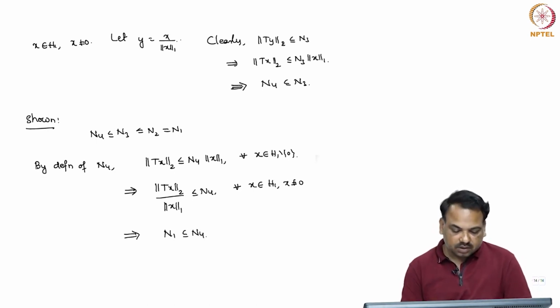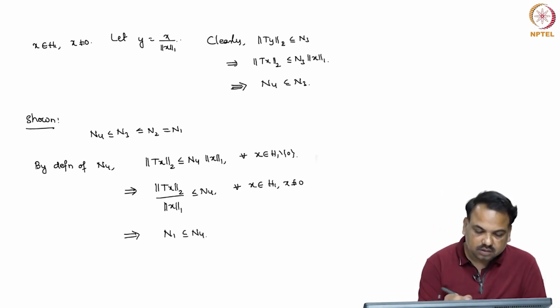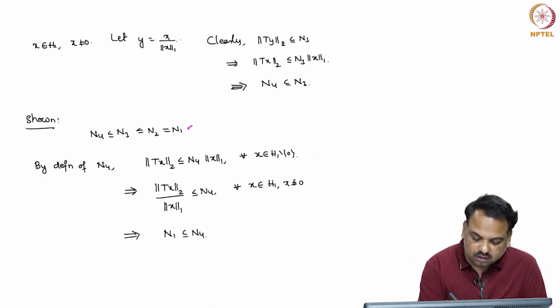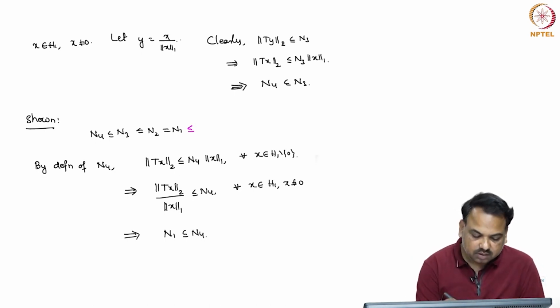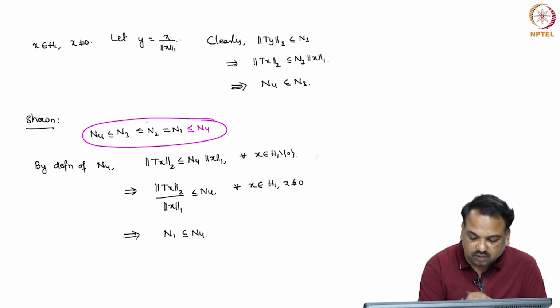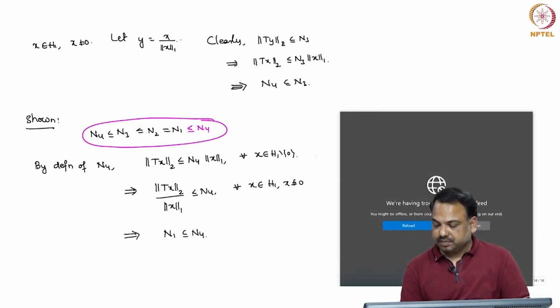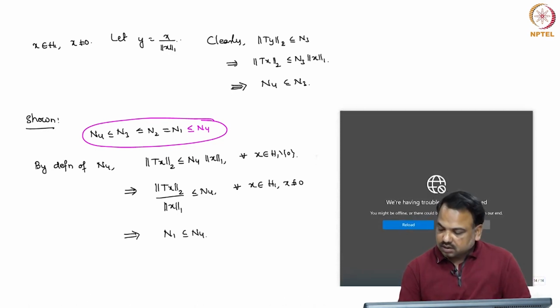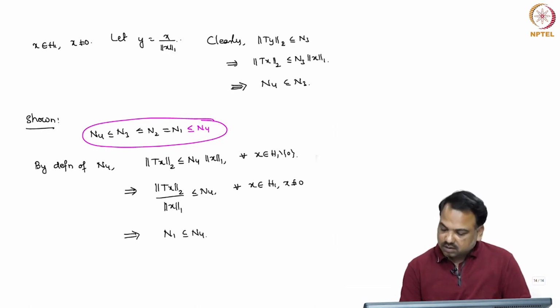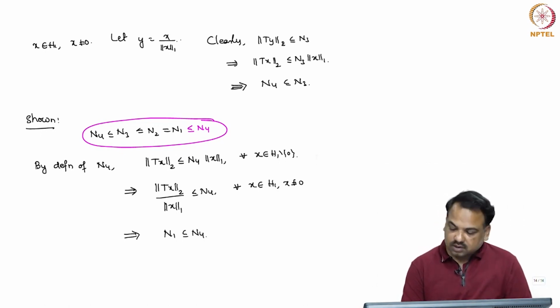So what we have shown is that this quantity is less than or equal to n4. So hence all these quantities are the same. So we have shown that every quantity that we have defined earlier gives the norm of the operator.